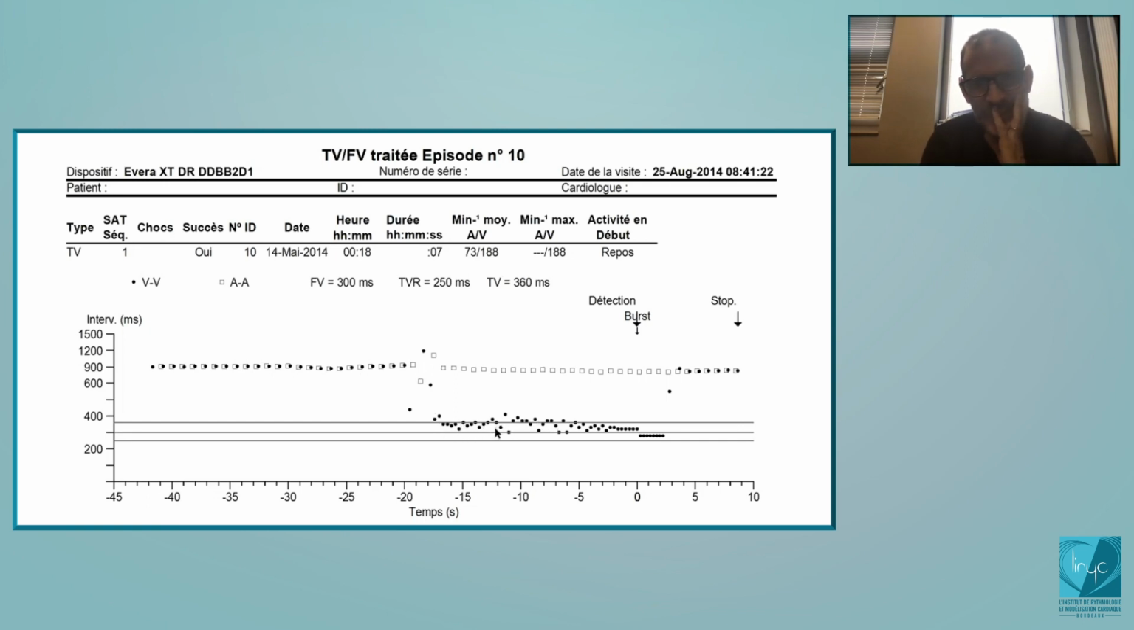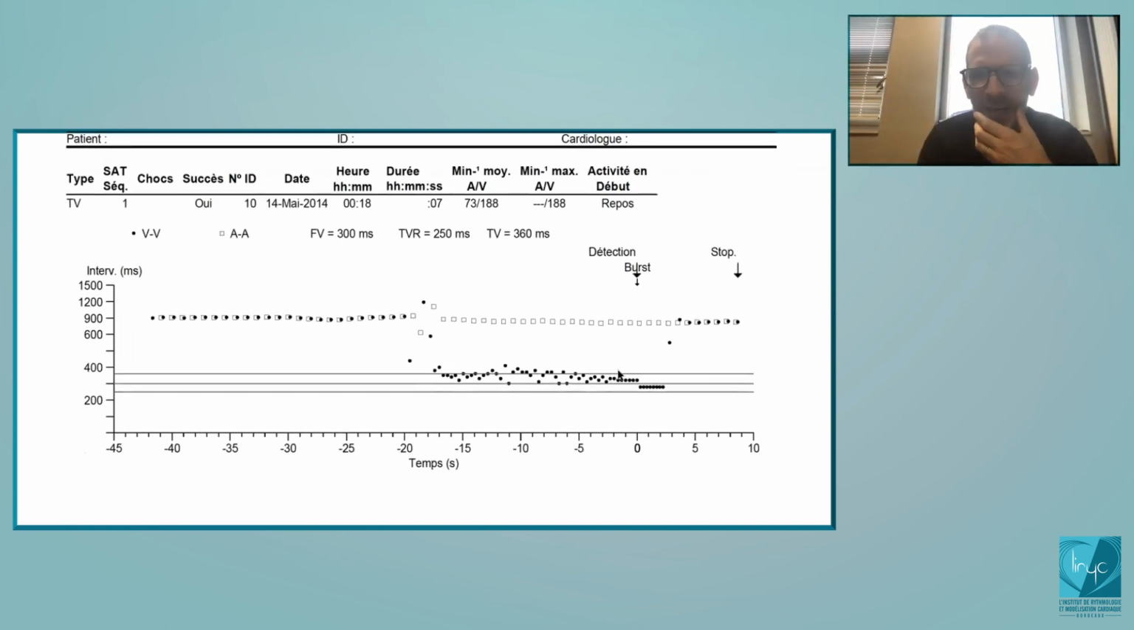Okay, so in this example here, you see a normal rhythm initially, and then an acceleration inside the VT zone. So there are some cycles outside the zone that will reset the VT counter, but at one time there is a stabilization inside the VT zone. And this episode will be considered as a VT by the PR logic, and the burst will be delivered with a reduction.